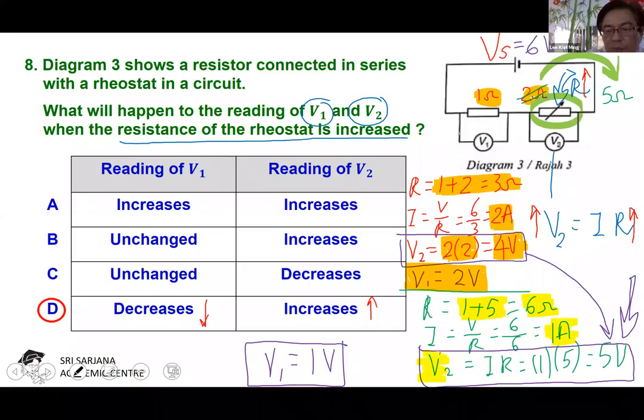V2 is equivalent to IR, with 1 times 5, because the resistance now of the rheostat is 5. Then I get a 5. So you notice my V2 actually increased from 4 to 5 volt, but my V1 actually dropped or decreases, from 2 to 1. But in the exam, you cannot be doing this, it's a very time-consuming process. So the only way is you are going to do more work or do more exercises.